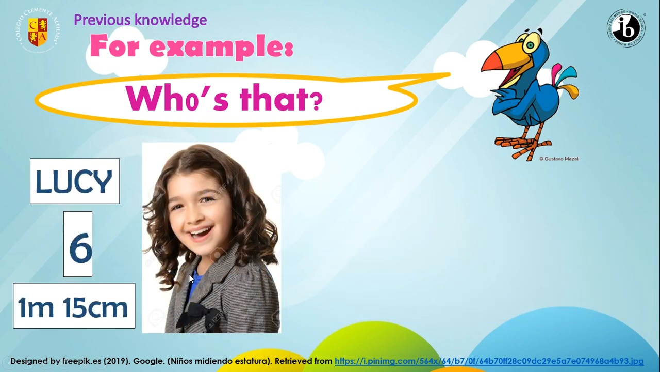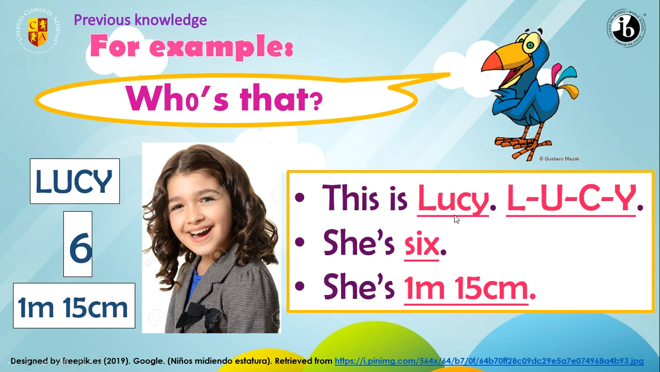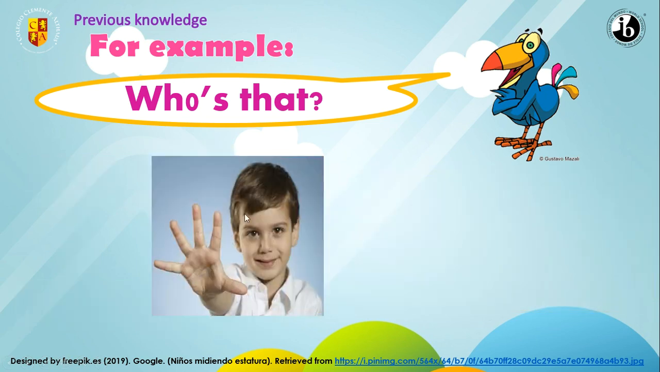Another example. Who's that? This is her information. Lucy, 6 years, 1 meter 15. Okay. This is Lucy, L-U-C-Y. She's 6. She's 1 meter 15. And that is how you have to introduce a girl. You have to use she. Okay? That is what you have to do. You have to tell me this is, mentioning the name, and then to spell the name, then the age and the height.